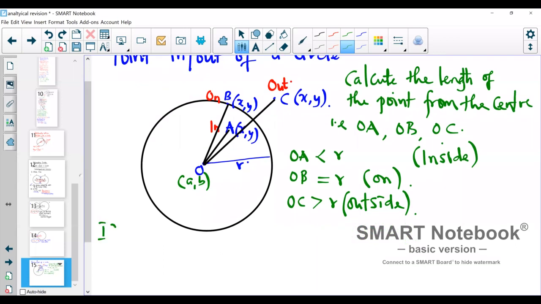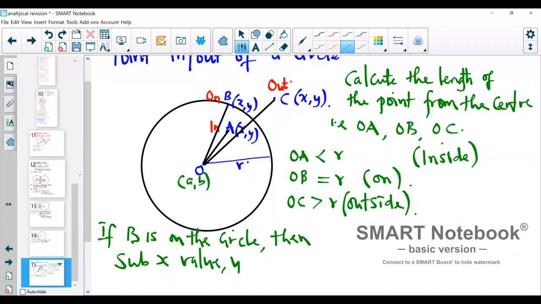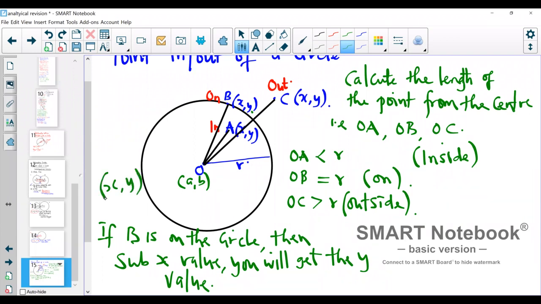And I want to write something here. If B is on the circle, just to prove again, then substitute the X value, and you will get the Y value. I'll explain what I mean. If I were to give you a point on X and ask whether B is on the circle, all you need to do is substitute that value. If you get the corresponding Y value, like we did when looking for the equation of a line. So substitute the X value you are given, and you should also get the Y value that you are given.